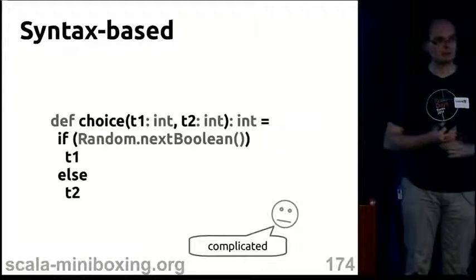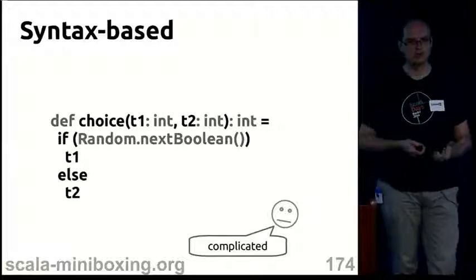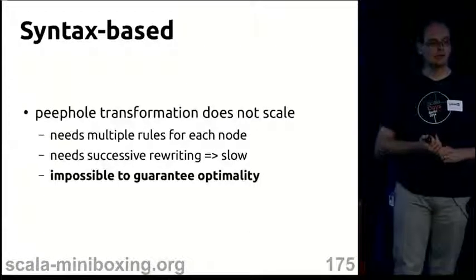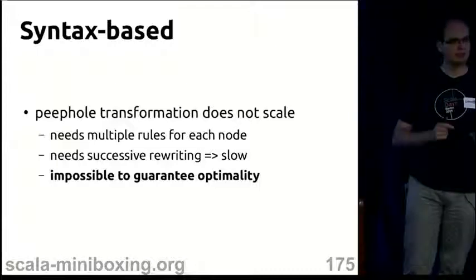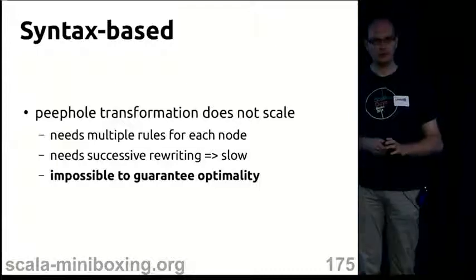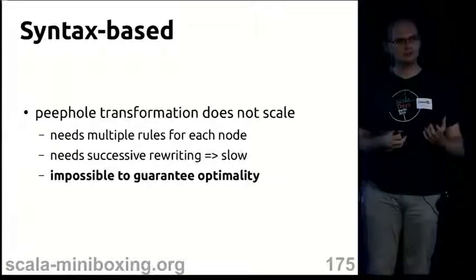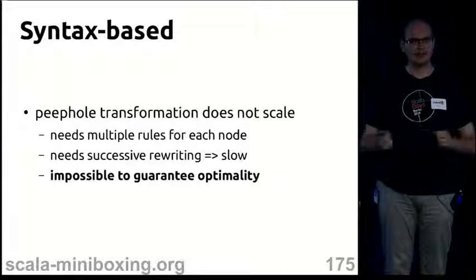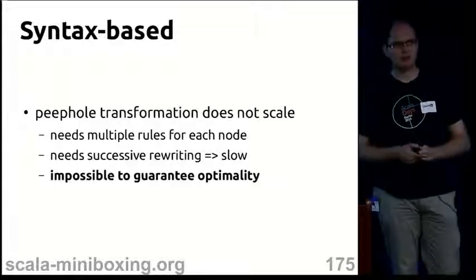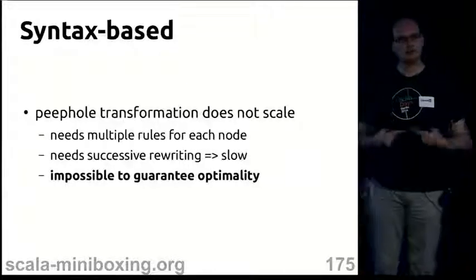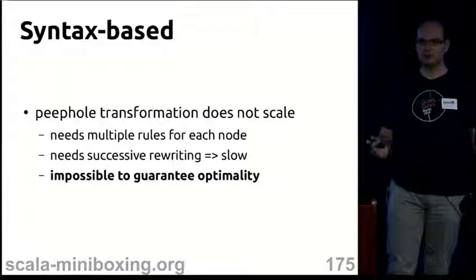From a compiler's point of view, traversing the tree multiple times is inefficient, right? And then there are other problems. The fact that it needs not one, but multiple rules for each node, in the tree, each term in the tree needs to have special rules for this syntax, for this coercion propagation. This is something we don't want. And it needs this successive rewriting, which again we hate. And finally, it's impossible to guarantee optimality.